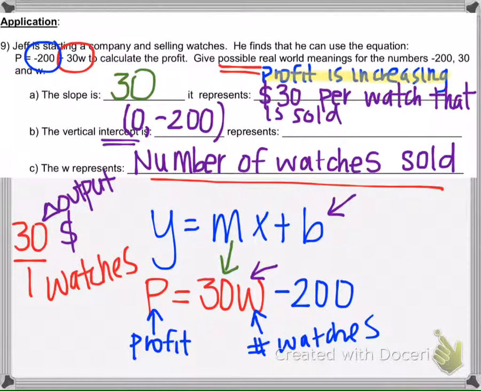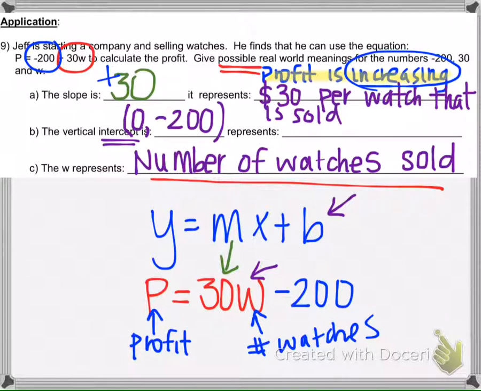So you don't have to have it worded exactly, but you need to tell me it's increasing because it's positive, and then you have to tell me what the 30 and the 1 represent. So a rate of change or slope, it's two variables. So you need to have $30 per watch or $30 per one watch.